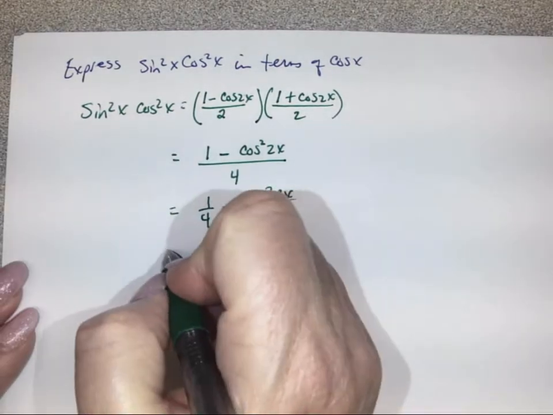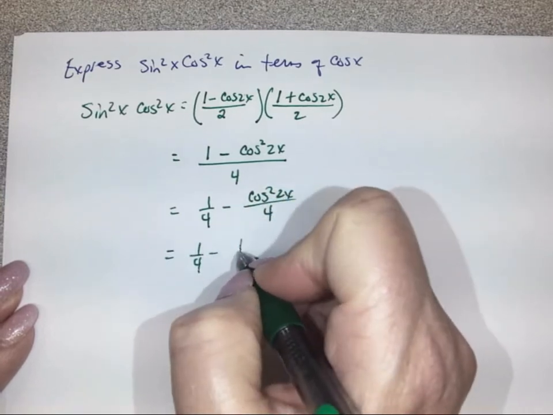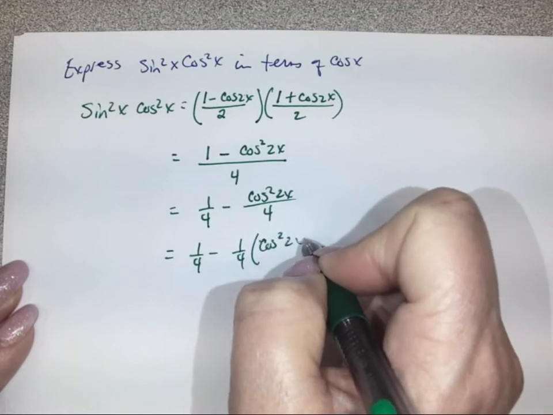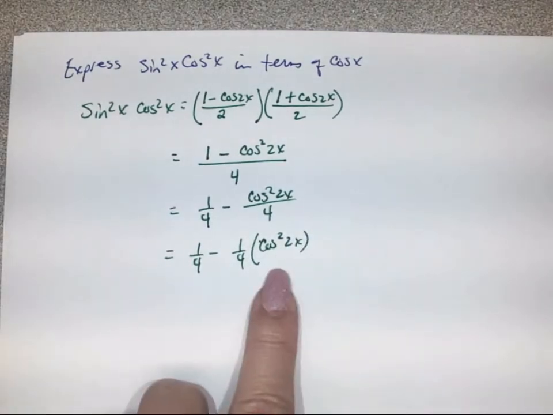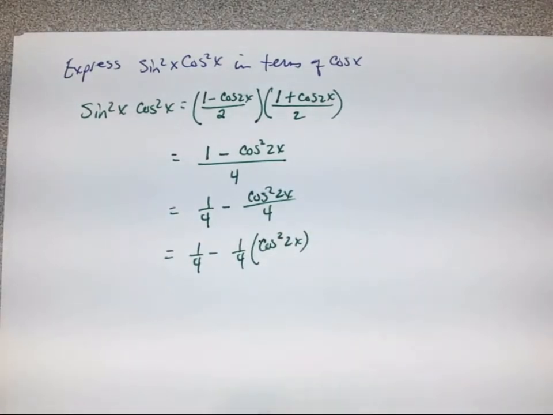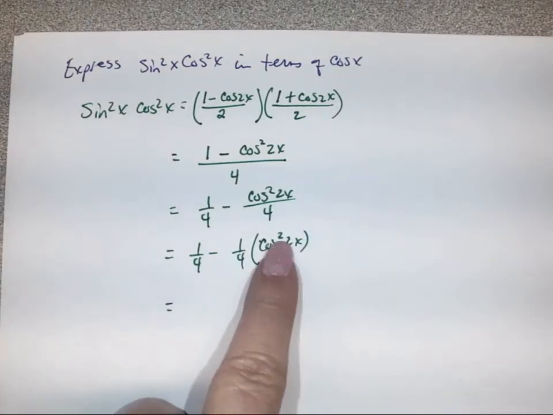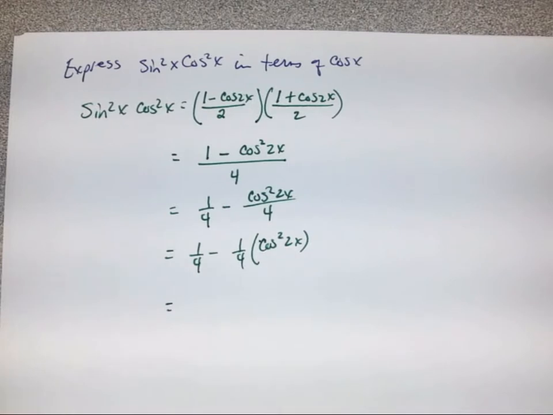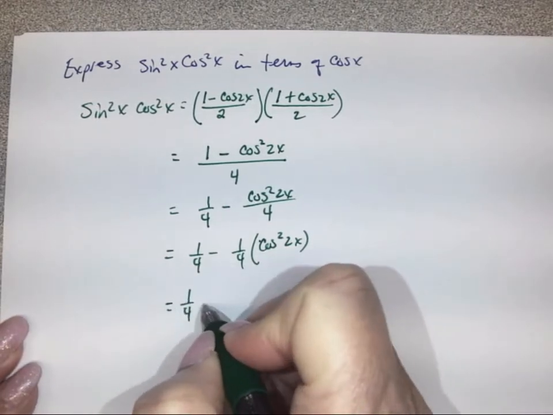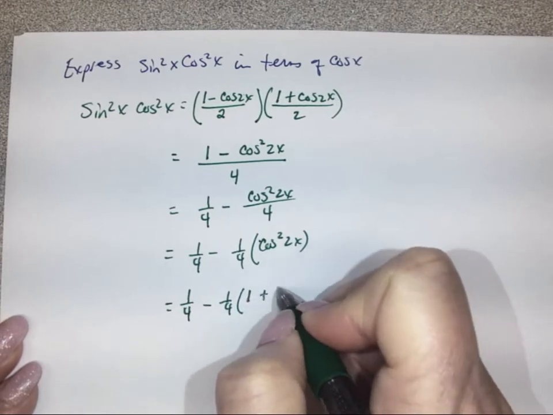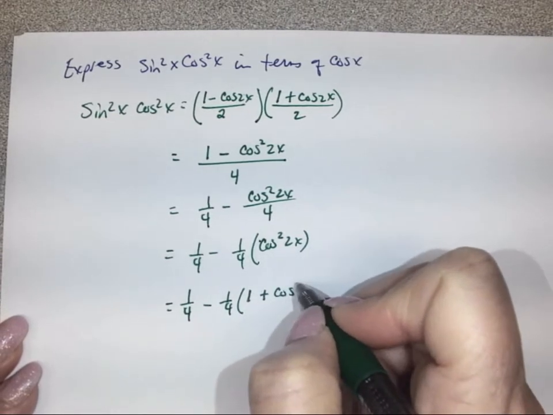Now I'm going to write this as 1/4 minus 1/4 times my cosine squared of 2x. So that way I've got that 1/4 kind of out of the way. This is a double angle, but it's also a power formula. So we want to lower that power back down to cosine. So I have 1/4 minus 1/4 times 1 plus cosine of 2x.